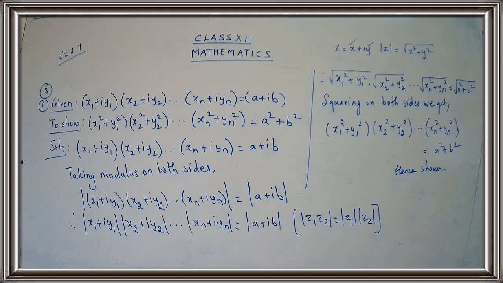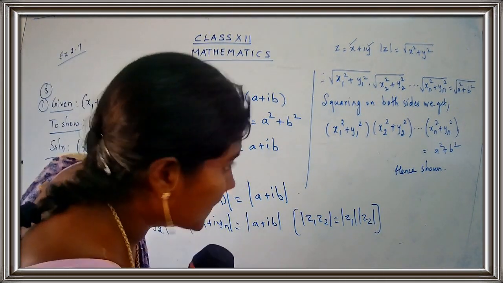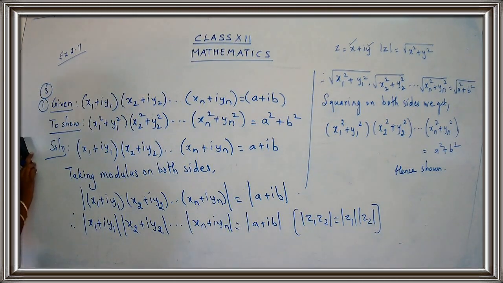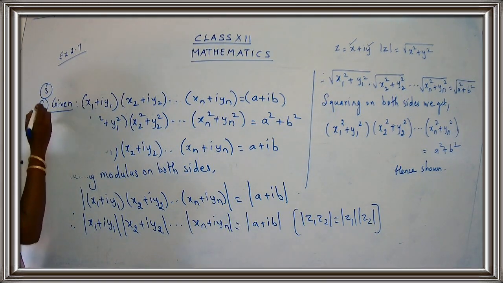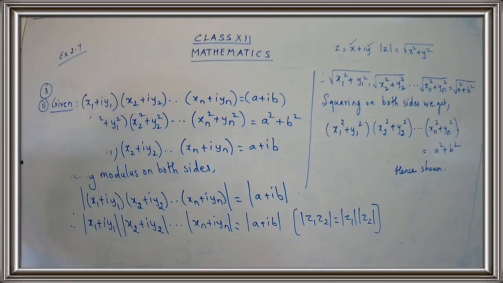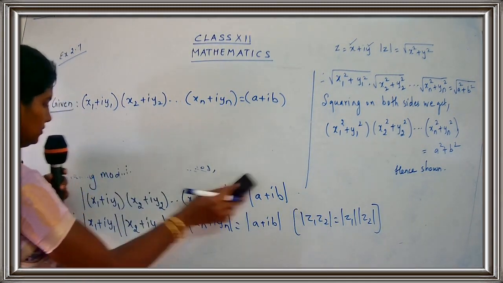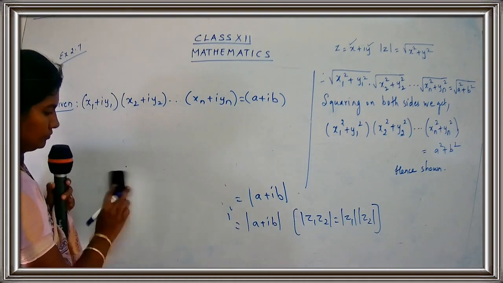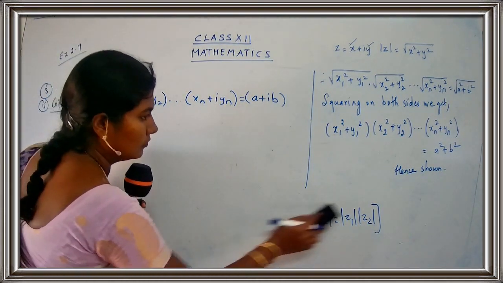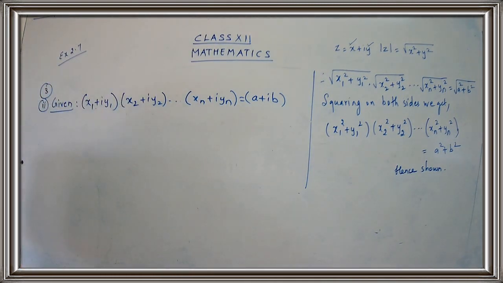Okay, now we are going to go for the second sub part. Write down the second question. So for the second sub part, I am going to write down the given part as it is. Okay. So first of all, you have to write down the given part. What is given? x1 plus i y1, x2 plus i y2, xn plus i yn is equal to a plus ib. This is given to us.